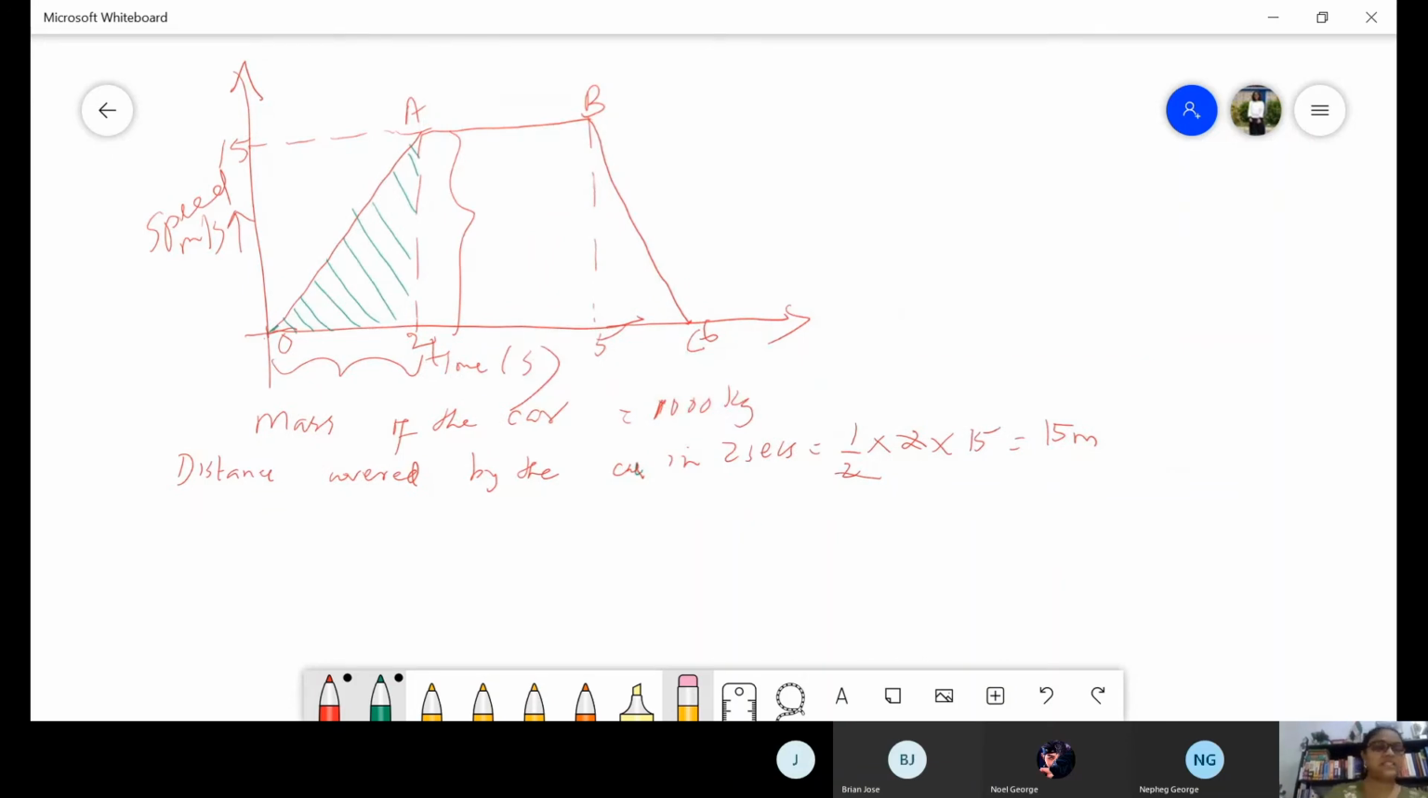Now this is the first part of the question. The second part of the question is, find how much force is applied by the car brakes in the 5th second, so that the car comes to halt by 6th second. So we are applying brake in the 5th second and the car comes to halt. That means it comes to stop by 6th second. So what is the force applied by the car?